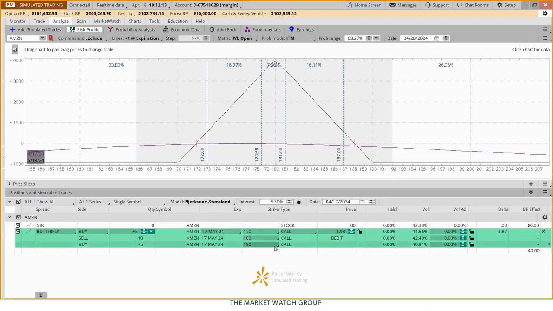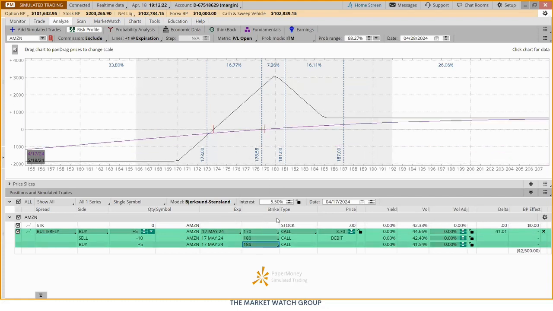I can break the wing. I take 190, and instead of having 10 points and 10 points, I have 10 points and 5 points. Right? 10 points and 5 points. And now I have a broken wing. This poor butterfly, he can't fly. All he can do is make money bullishly.